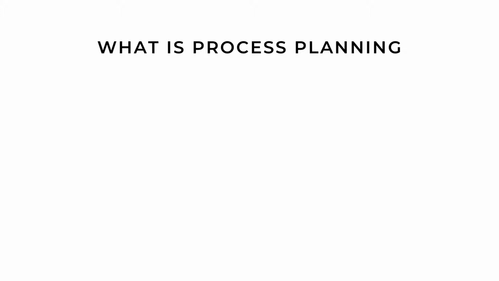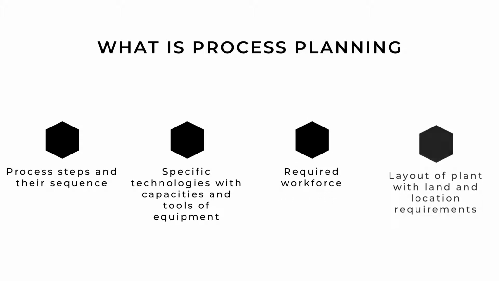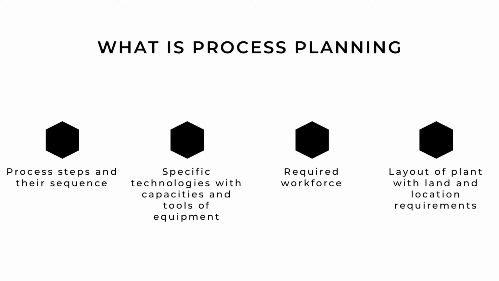It is time to plan your production process now. Use the worksheet below to record your findings. For this, you will describe the general process steps indicating their sequence. Select specific technologies. Specify the capacities of each process step. Specify the needed units, tools, and equipment. Determine the workforce needed. Define how the different units will be laid out in your plant, which will give you the land and location requirements.